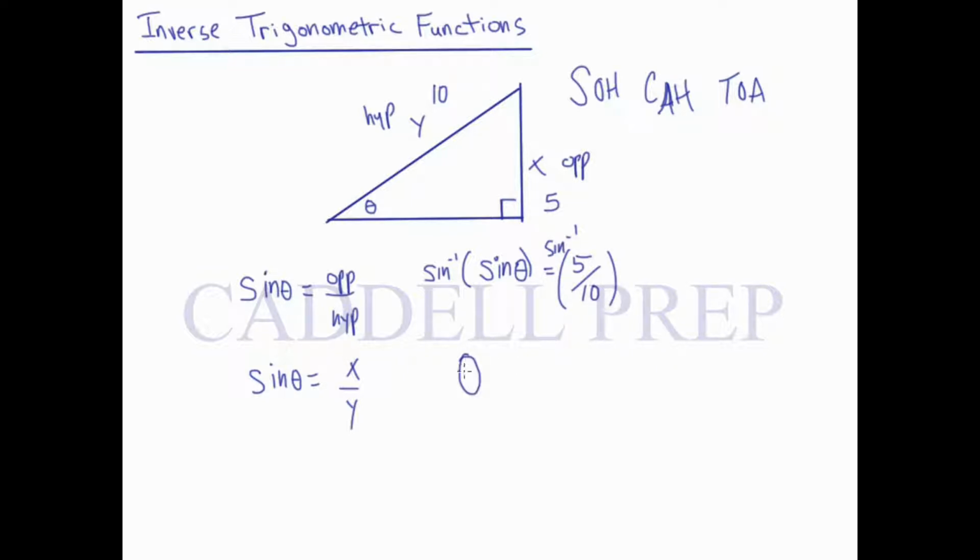We end up with theta equals the inverse sine of 5 over 10. And just so you know, inverse sine, you could also say this as arc sine. These are both the same thing. Arc sine, inverse sine, same meaning. So if you put this into your calculator, you'll find that theta equals 30.